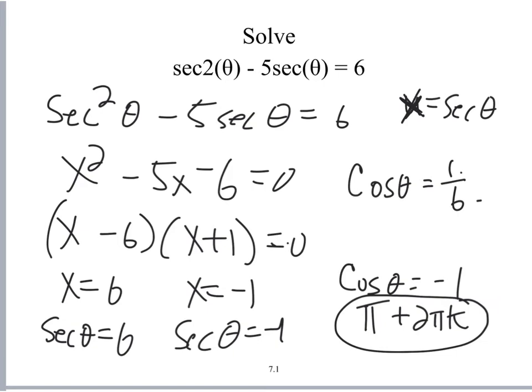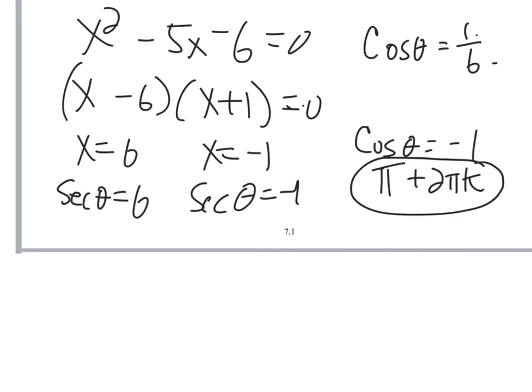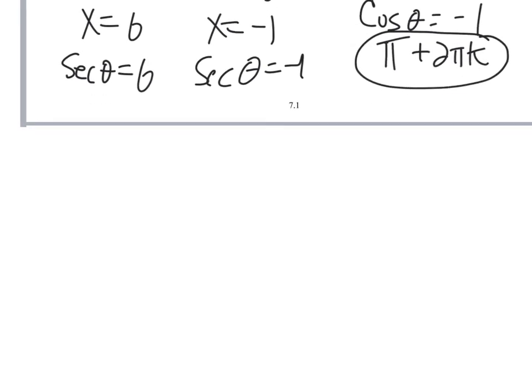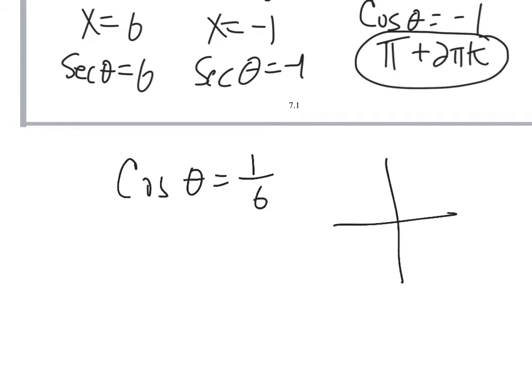Now, this one's a little more problematic. Here, let me slide some things up here. So where does the cosine equal 1/6? Well, it's positive. So that tells me it's going to be up here in quadrant 1. So that arc cosine will tell me that answer. And then it's positive down here in quadrant 4. So that'll be 2 pi minus whatever that answer is, right?